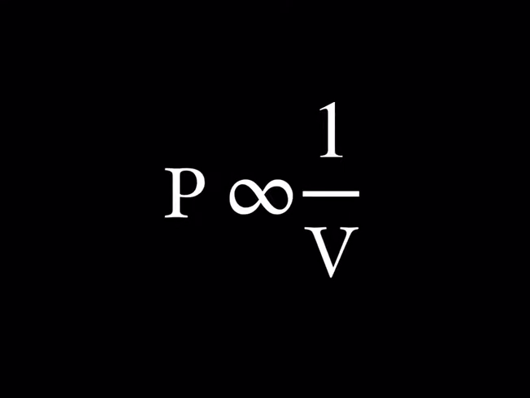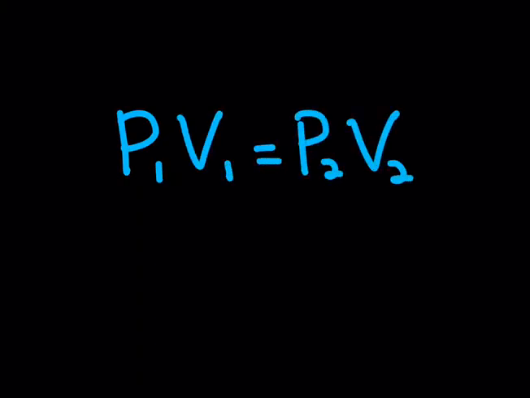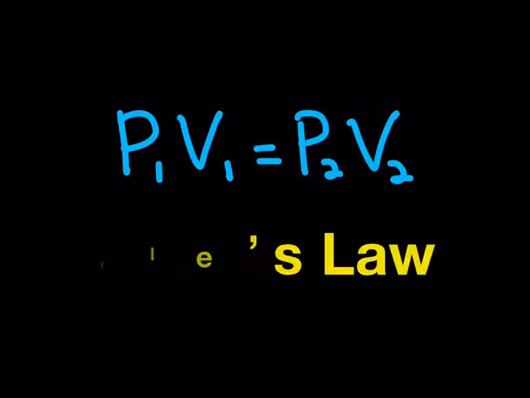Imagine that you have a sealed container in a closed system. When you squeeze the container, the space for molecules to move inside it becomes tight. More collisions per unit area happen. Thus, the pressure is increased, and vice versa. Mathematically, we can write it as P1 V1 equals P2 V2, and we call this Boyle's law.